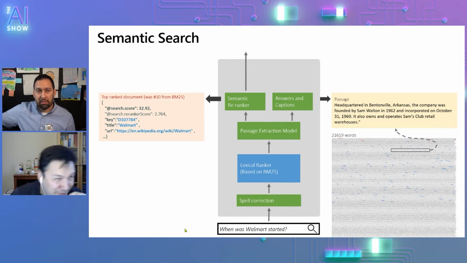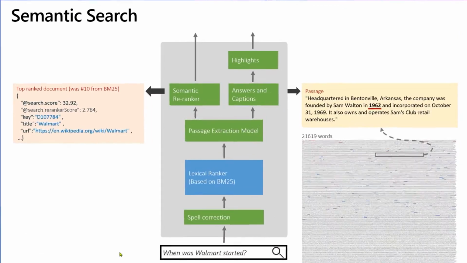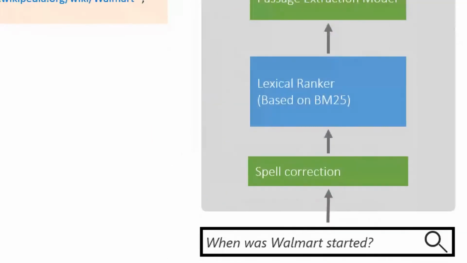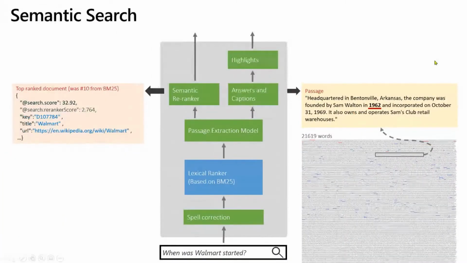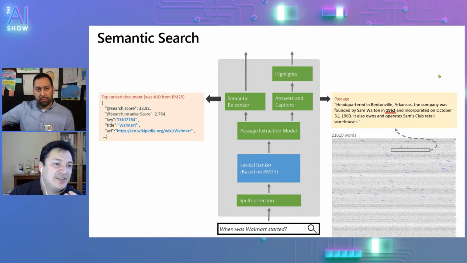And we go one step further, which is that we can apply a highlighting model to that. So we highlight, in this case, the 1962 right here. That is, within the passage, the elements that are the most important to answer your question. And we can apply the same capability, just like we extracted answers. We can show you the most relevant passage for each of the documents. That's what we call captions.